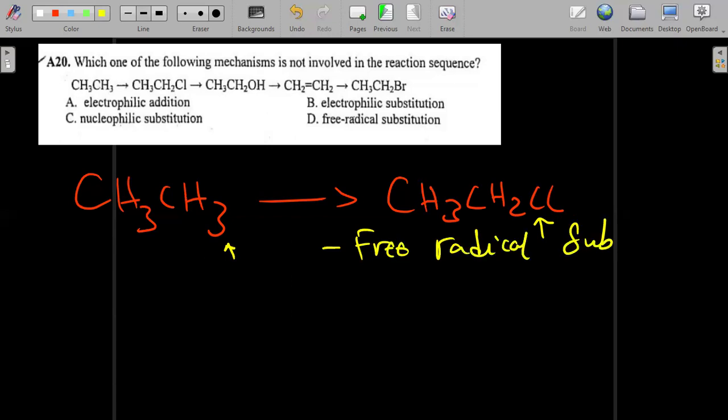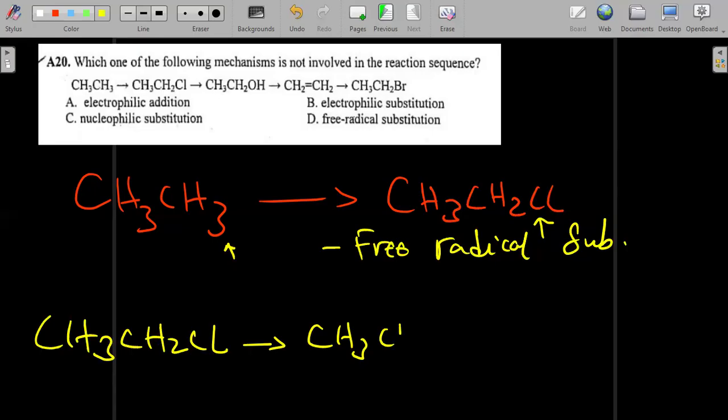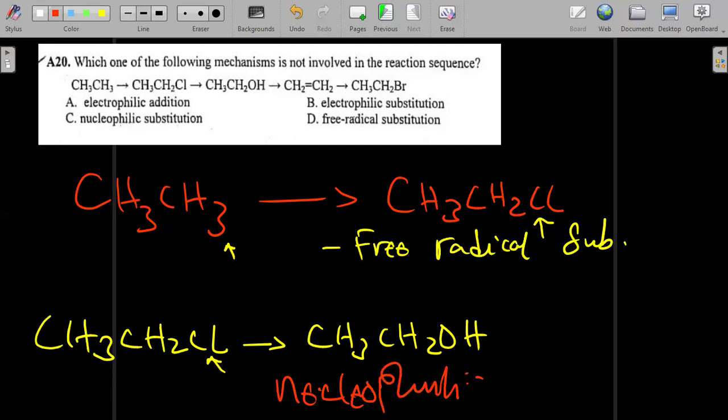Okay, free radical substitution. And then from there, I have this CH3CH2Cl, which is being converted to CH3CH2, and then this chlorine here has been replaced by OH. Okay, so what do we call this type of substitution? Okay, we are going to say this is a nucleophilic substitution. Okay, why? Because the hydroxide ions have replaced the chlorine ions here. So this is nucleophilic. And then from there we have this one.